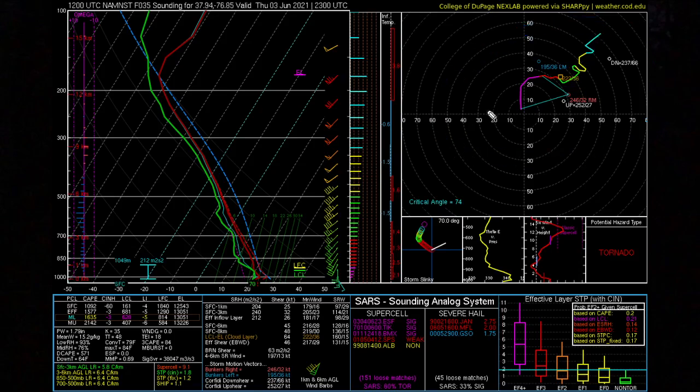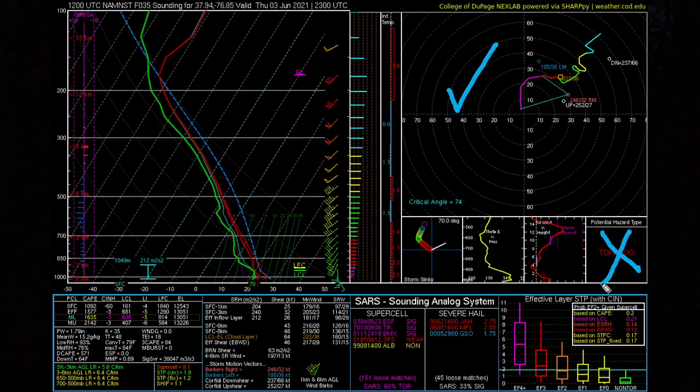Now, hodograph, you want a curvature to your hodograph, and that does support tornadoes. So you can see we have a decent curvature within the hodograph here. Nothing, I mean, I guess I should say crazy. Definitely, though, the hodograph does look to be semi-supportive for tornadoes.